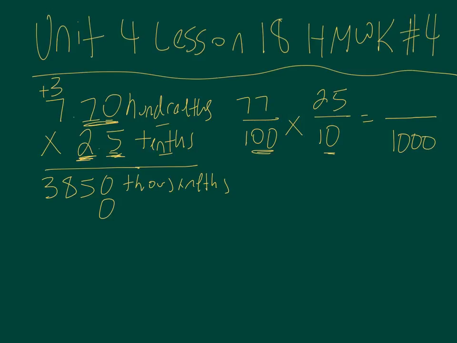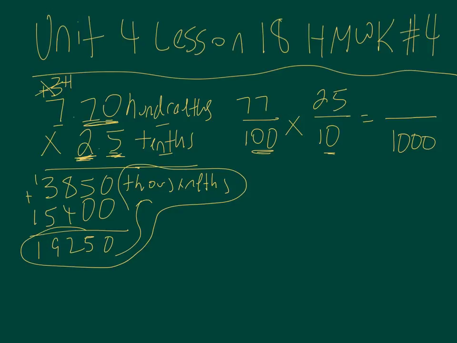2 times 0 is 0. 2 times 7 is 14. Regroup the 1. And 2 times 7 is 14, plus 1 is 15. Add the 2 rows up. And after you're adding and regrouping, you get 19250 thousandths. This is one of your answers right here.